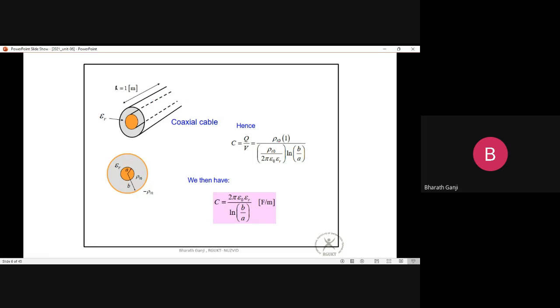Because the charge density is rho L, multiplying by the length gives the total charge, because it's a uniform charge distribution. So I get rho L times 1 divided by V, which gives the capacitance per unit length. The total charge is nothing but rho L times dl, because we have a uniform charge distribution. So Q simply becomes rho L into the length of the line. Because you took the length of the line as 1, you get the total charge present on the line as rho L into 1.